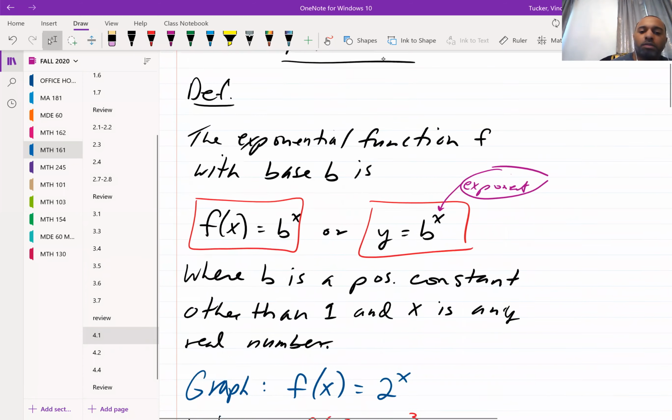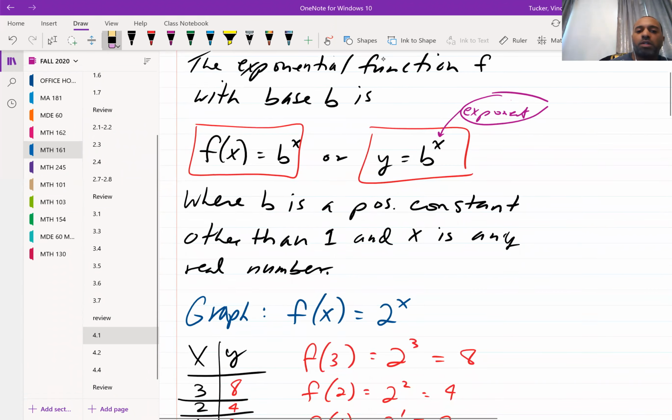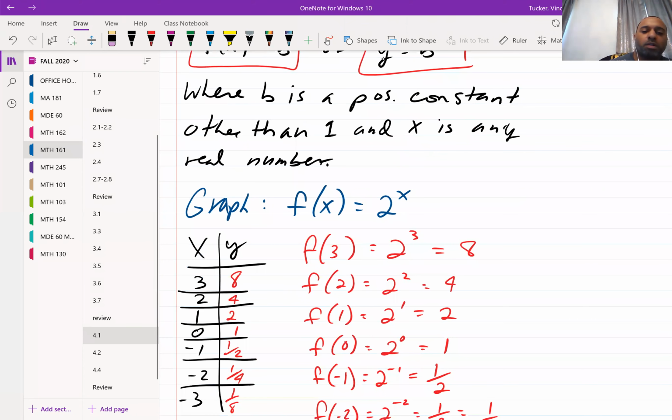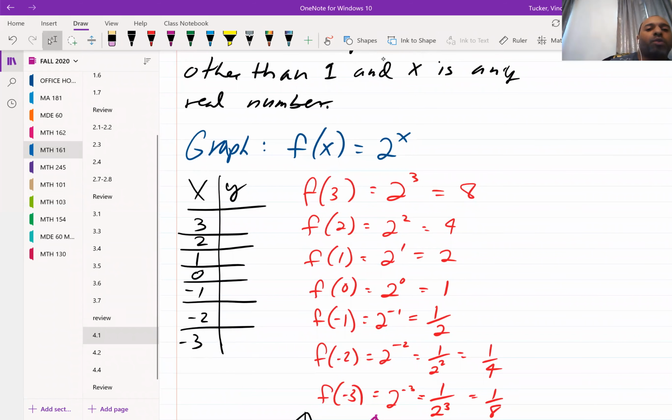All right. So we want to graph 2 to the x power. And let's say they told us to graph using 3 to negative 3 as our integers. Then you would plug them in accordingly.